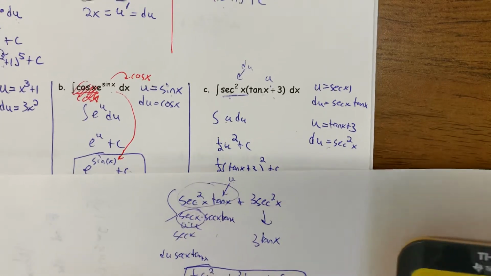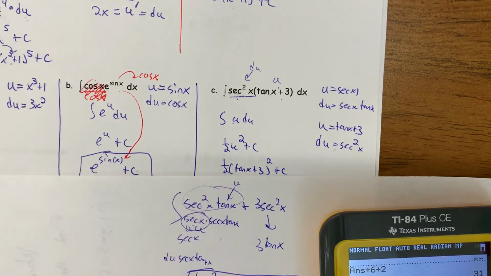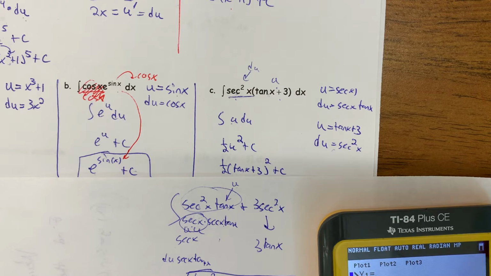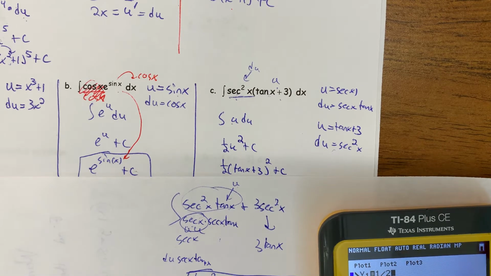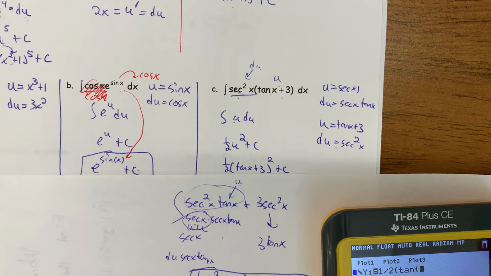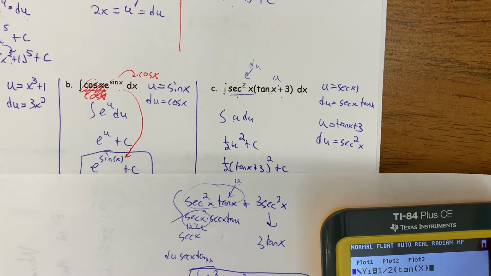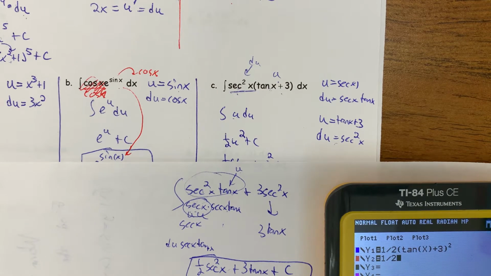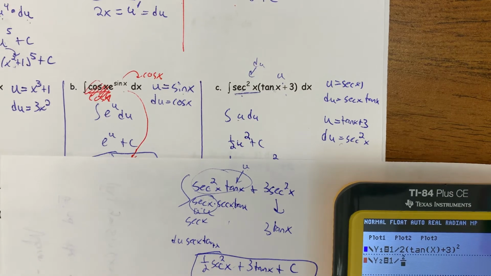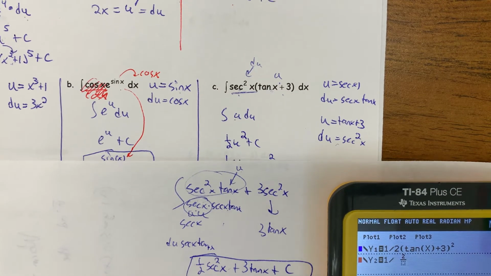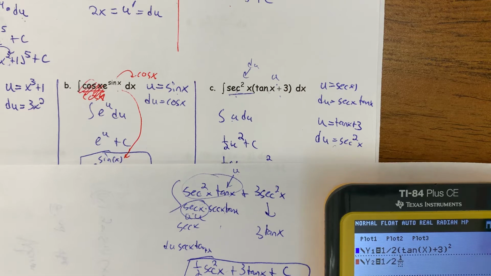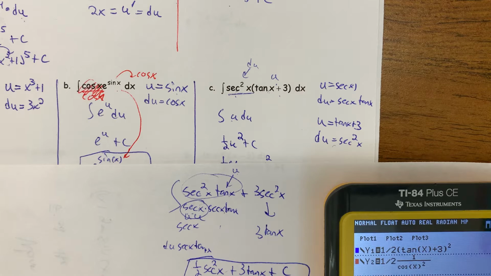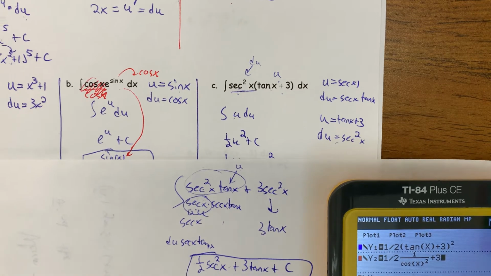Sometimes when you're doing integrals, you can get things that look wildly different from each other, and it's because they have a difference. I just want to show you this real quick. So if we have 1/2 tangent of x plus 3 squared, and we have 1/2 secant, which is 1 over cosine, 1/2 secant is 1 over cosine squared plus 3 tangent of x.